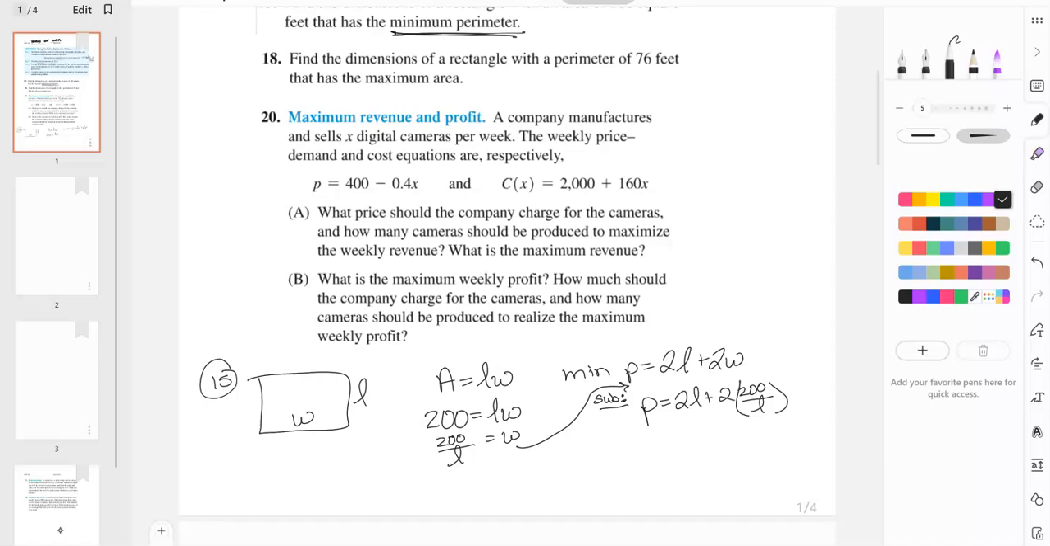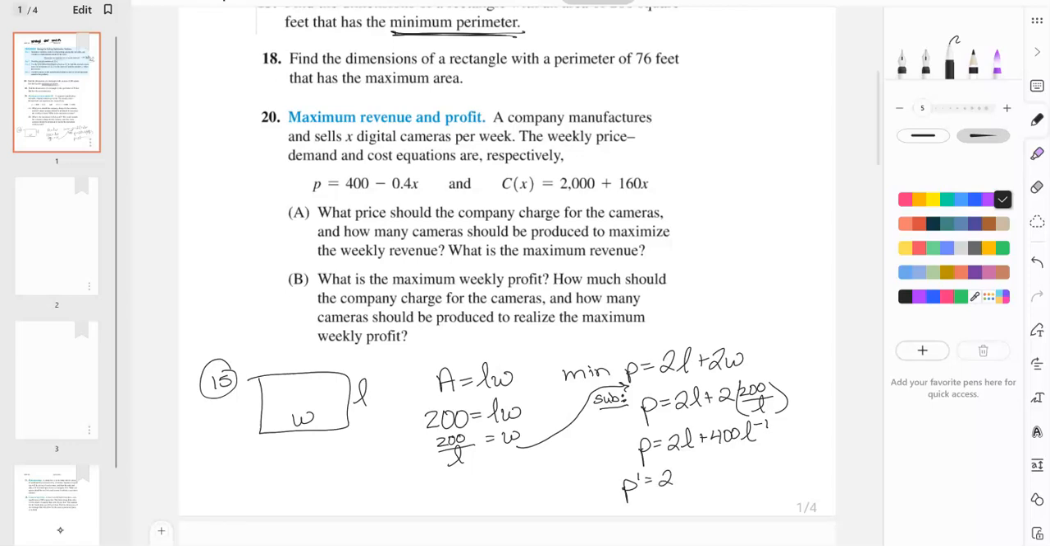So I'm going to clean this up. So this is 2L plus 400 over L, which is the same thing as 400 times L to the negative 1. So I'm going to rewrite that to make it easier to take a derivative. It is not necessary in this case to use a quotient rule. So let's take the derivative.